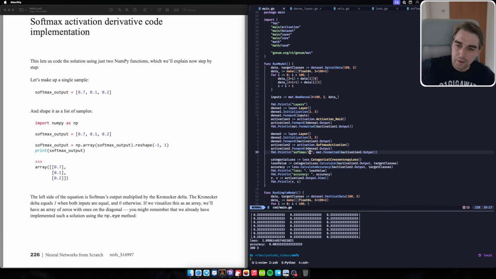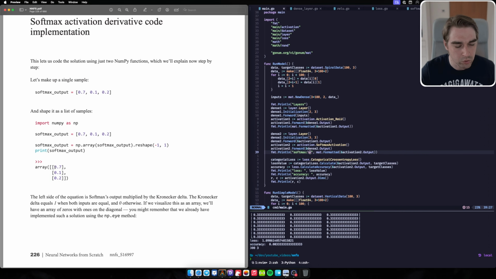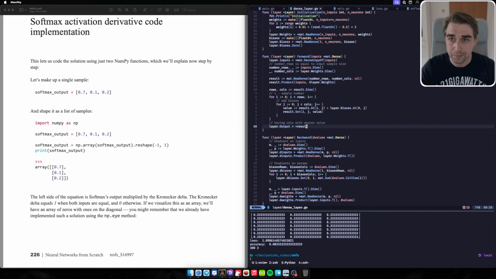Okay, in my case, that's a two-dimensional array where the number of rows represents the number of samples and the number of columns represents the output of the softmax activation function, which is the probabilities of the concrete category, right? So here we're reshaping it into a two-dimensional array with one column.